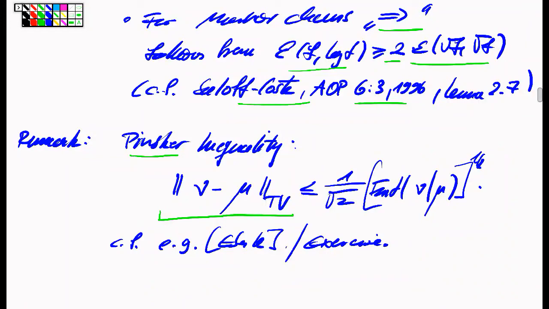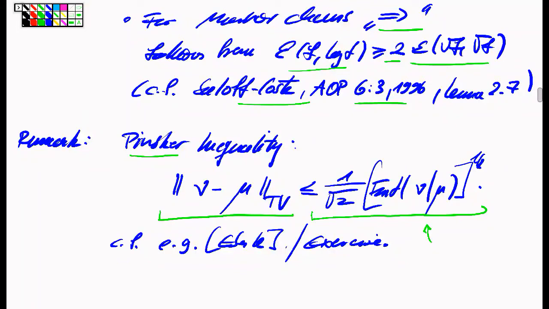And the Pinsker inequality says that the total variation distance between two measures can be bounded from above by the entropy of one measure against the other. And so therefore we find that if we have an upper bound for the distance in entropy, we have an upper bound in total variation distance.